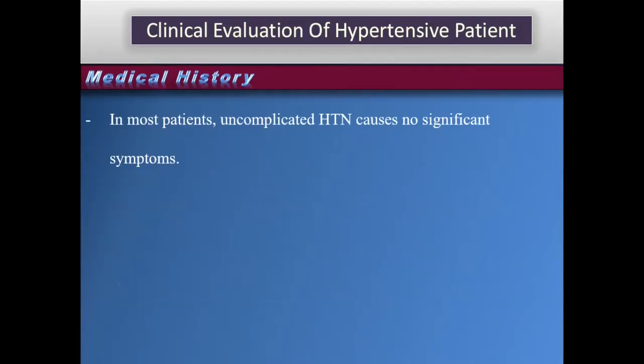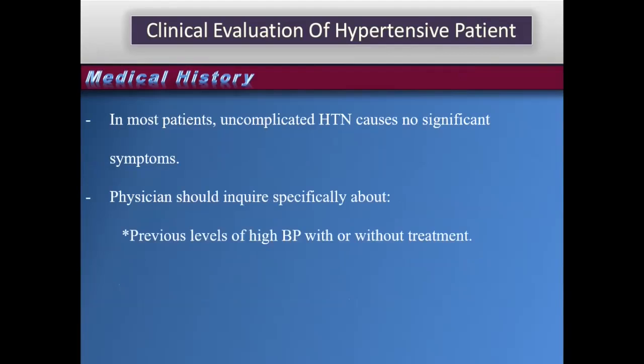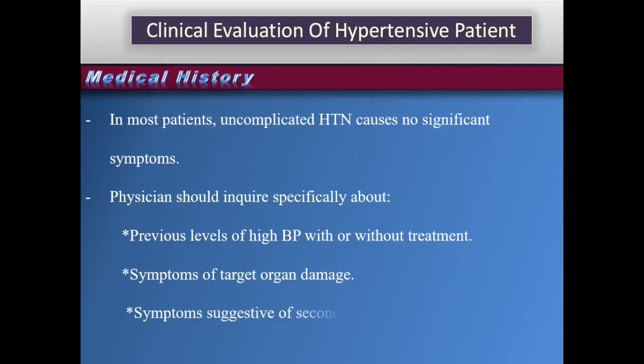Medical history. In most of the patients with uncomplicated hypertension, there are usually no significant symptoms. Physicians should inquire about previous level of the high blood pressure with or without treatment, symptoms of target organ damage, symptoms suggestive of secondary form of hypertension.